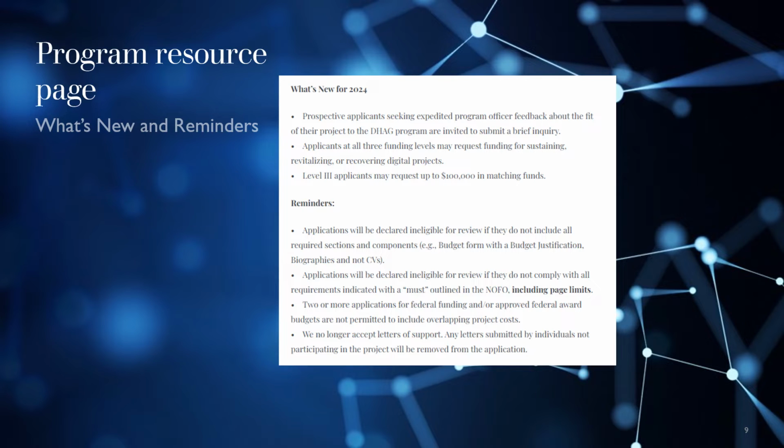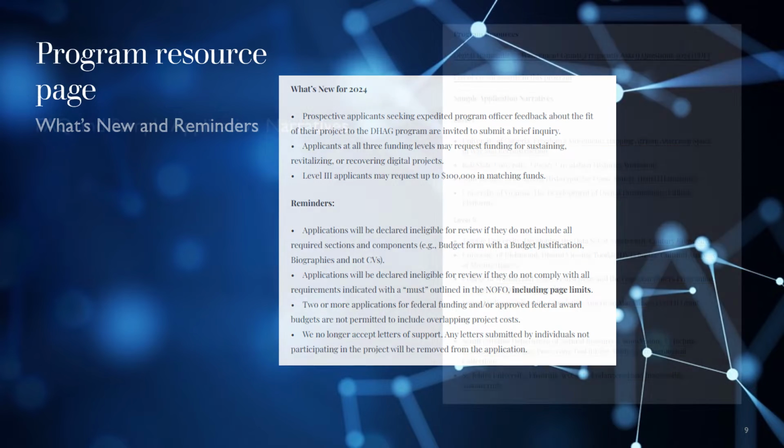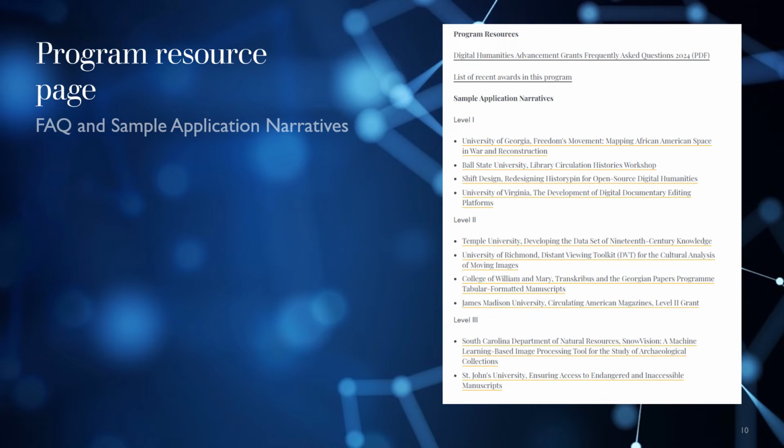In the Reminders section, we caution you about some issues to be aware of so that your application is not ruled ineligible and returned without review. Scrolling further down the program resource page, we also have an FAQ and several sample application narratives for all 3 funding levels.